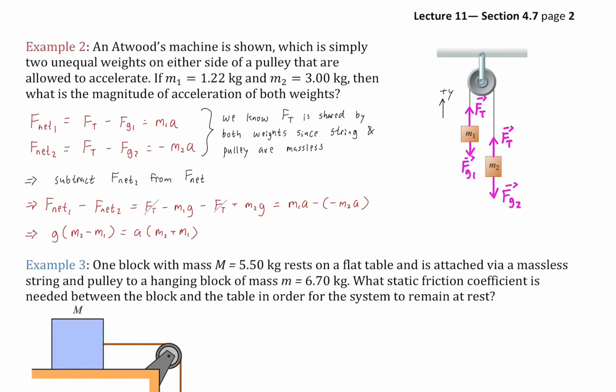So then when I clean things up a bit, on the right-hand side I just have A times M2 plus M1, and on the left-hand side I just have G times M2 minus M1. Go ahead and solve for A. And look, we get this really neat, elegant result. The numerator is just the difference between the masses, and the denominator is the sum of the masses. That is the beauty of Atwood's machines and their popularity with physics teachers, because for simple Atwood's machines with no friction and no mass in the pulley, this is the result for the acceleration.